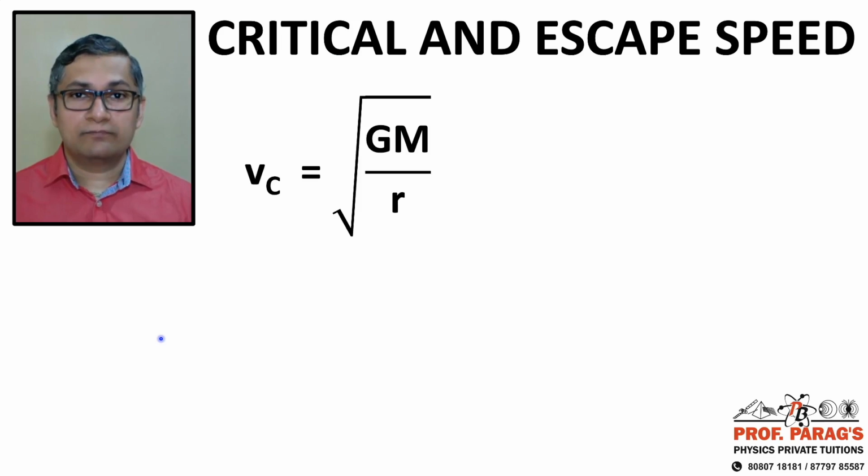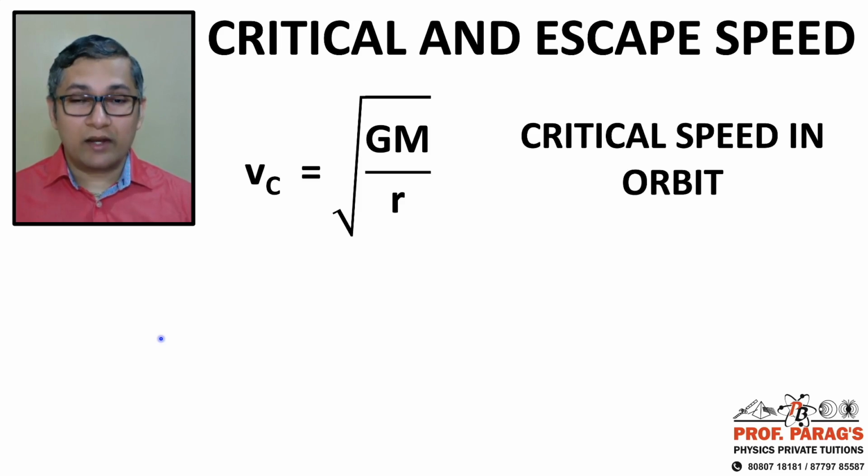So the formula for the critical speed is square root of GM by small r. Capital G is the universal gravitational constant, M is the mass of the Earth, and small r is the distance from the center of Earth. So you can replace small r with capital R plus h, but please note here, this critical speed is in the orbit. Critical speed obviously means we want a circular orbit. If you are in this orbit, then this should be the speed.